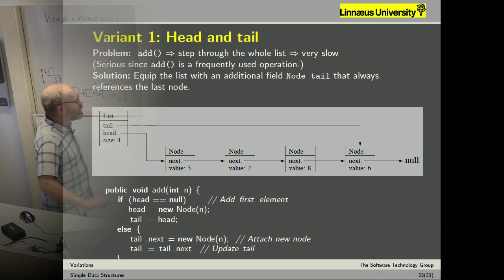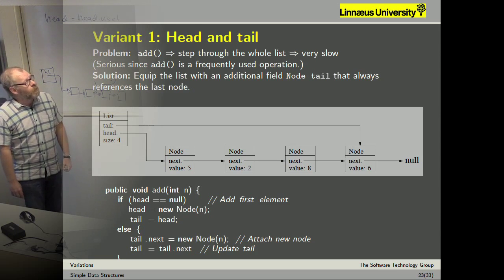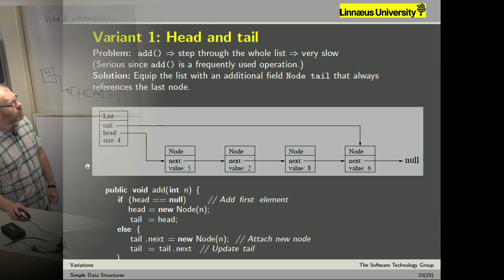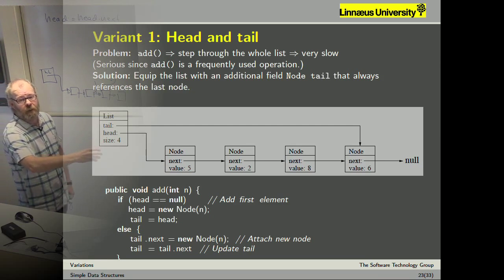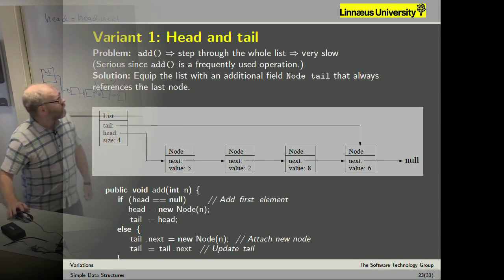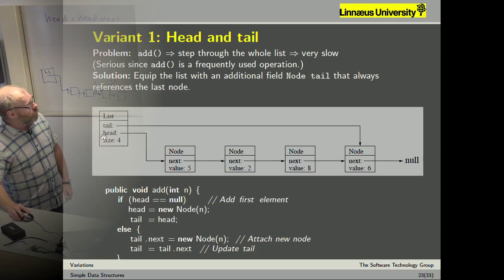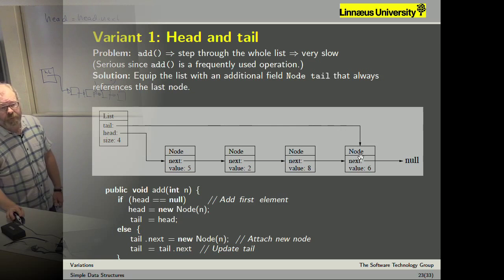Okay, as you said, the problem with this simple approach only using a head is that every time we are adding an element, I had to step through the whole list. I had to go through the entire list. It might be millions of elements until I find the last one, and then I'm adding it. A very simple and quick fix is to not only keep track of the first element, the head, also to always keep track of the last element like this.